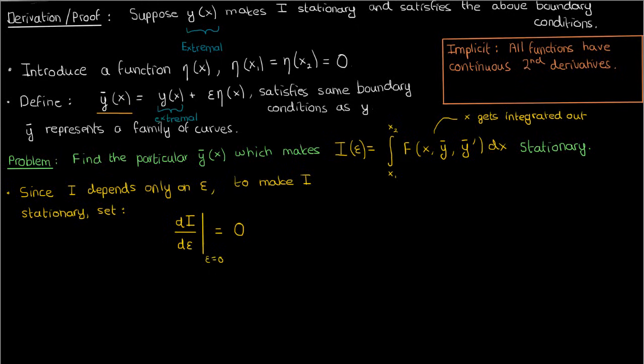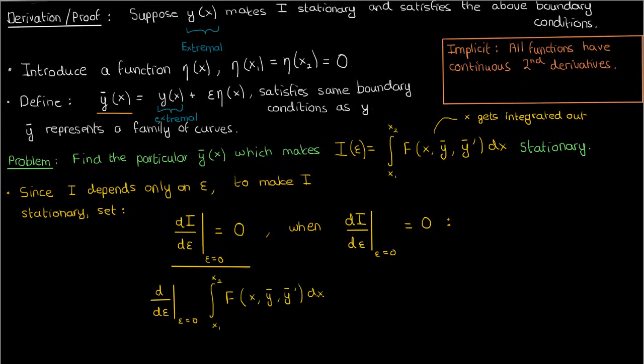Alright, so what we're going to do is use this fact that dI/d epsilon equals 0 at epsilon equals 0. We're going to use this fact to differentiate the integral expression for I, do some algebra, and eventually arrive at the Euler-Lagrange equation. Hopefully everything should be clear so far. Now, when the derivative of I with respect to epsilon is 0, then the derivative of this whole integral with respect to epsilon is 0.